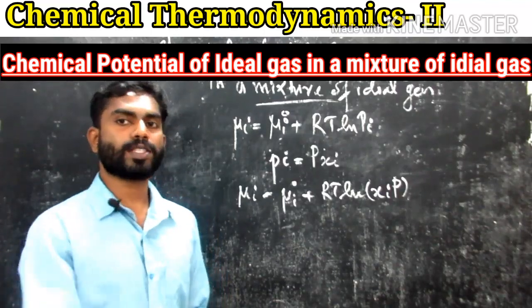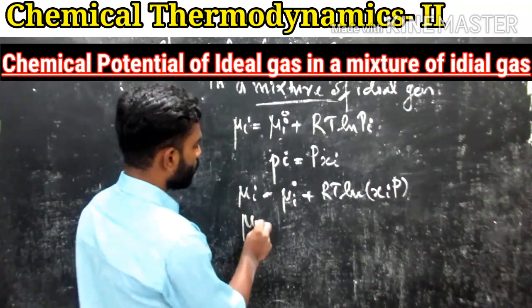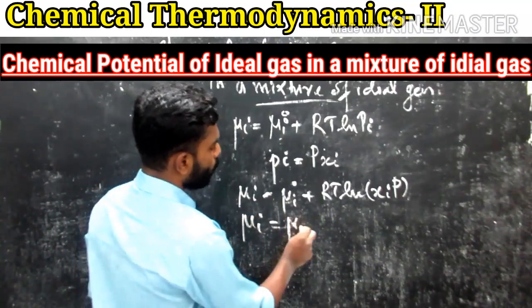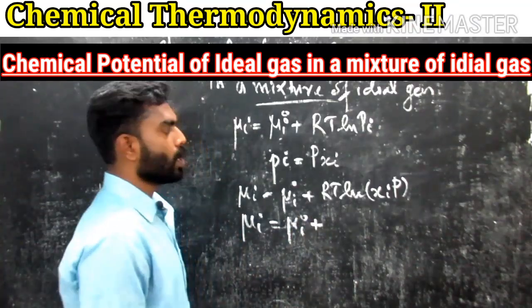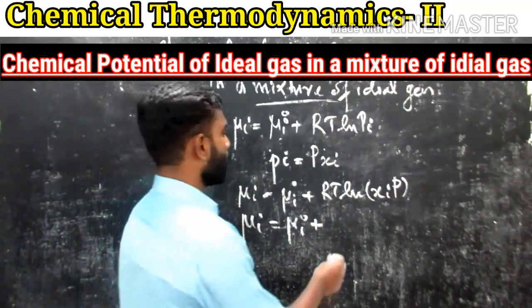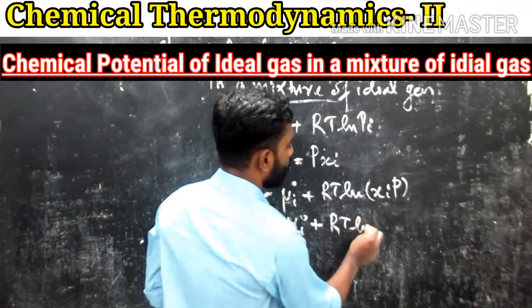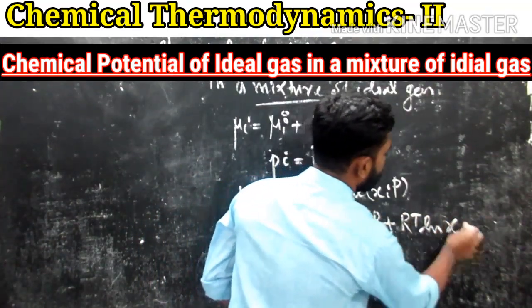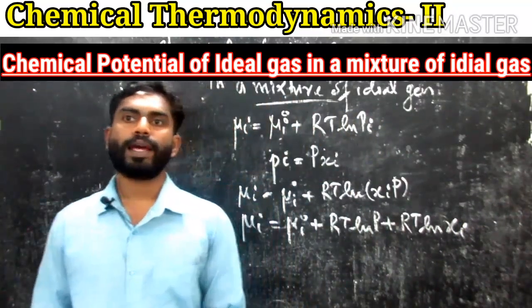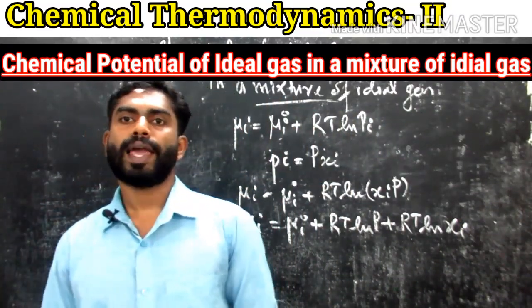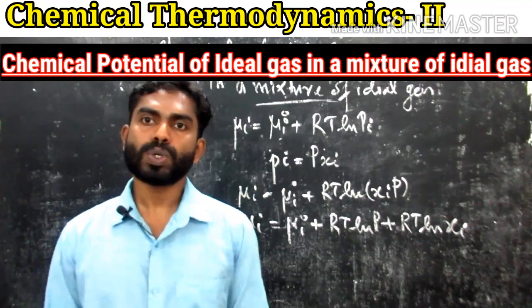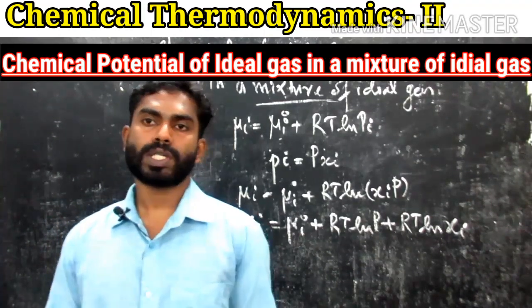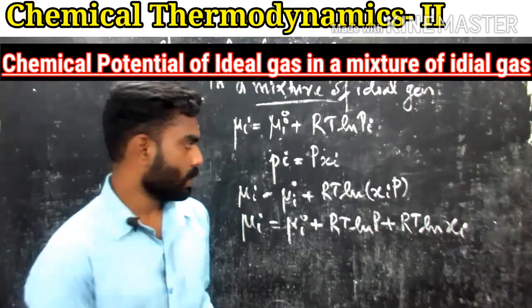Okay, then rearranging this equation, we can write mu I is equal to mu I0 plus RT ln P plus RT ln XI. Okay, the first two terms together.